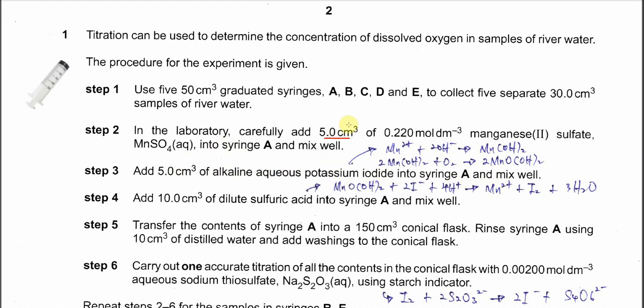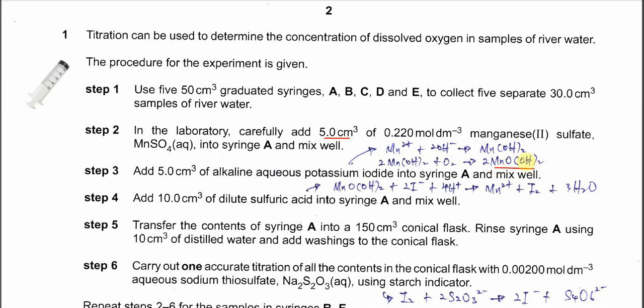So for this one we need to know the volume. Okay, it starts with 30, after that plus 5, now plus 5. Total is 40 until step 3. And during this step, something will happen. The manganese(II) will react with hydroxide, and it will form manganese hydroxide. Okay, after that, it will react with the oxygen and be oxidized to form this compound.